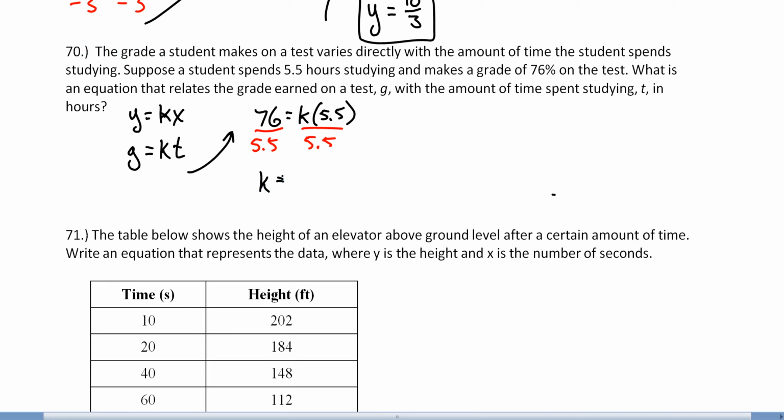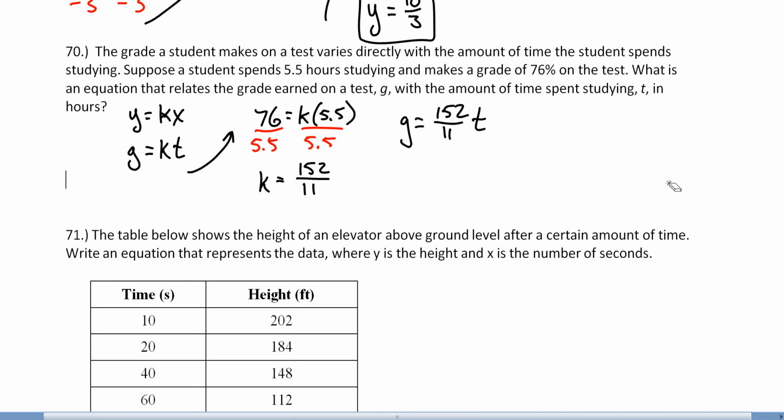So here I'm going to find out that k equals 76 divided by 5.5, which looks like 13.81. I'm just going to leave this in terms of a fraction. Let me reduce that. I'd have to multiply the numerator and denominator by 2, so I'm just going to leave it as 152 over 11, rather than round it off as a decimal. So that's my k value, which means my grade would equal 152 over 11 times the amount of time that I spend studying.